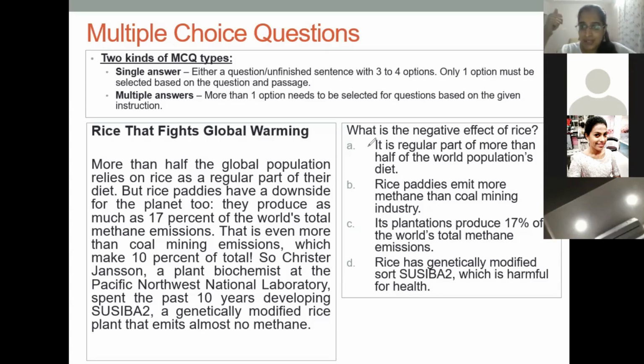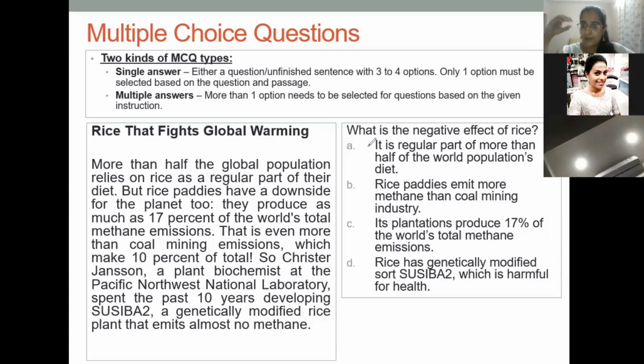Obviously, you will have to do skimming, reading the first line of every paragraph to know the context. And while you are skimming, like I just taught you some time back, mark, circle or underline certain words which are keywords and striking in the passage itself. Then go to the question, read the question. What is it asking you to do?